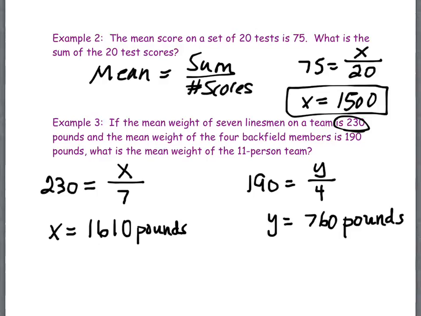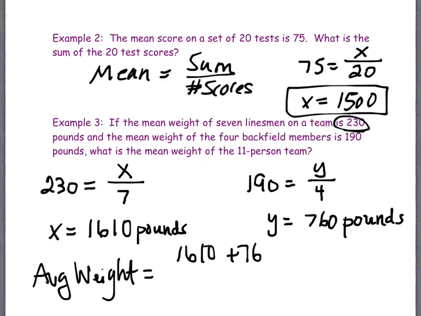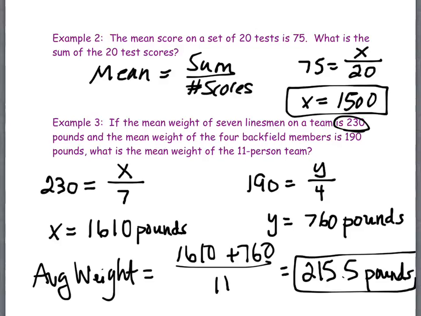So how do I find the average weight? 1610 plus 760 divided by 11. What does that give me? 216.5. Does that make sense? Okay.